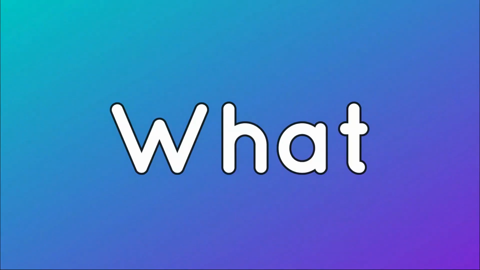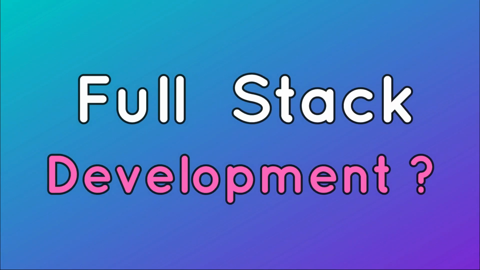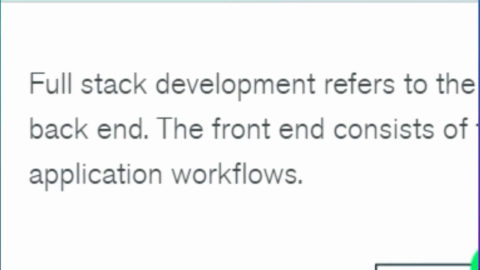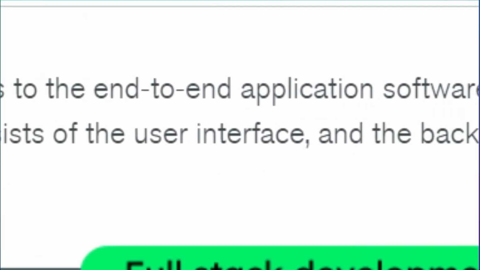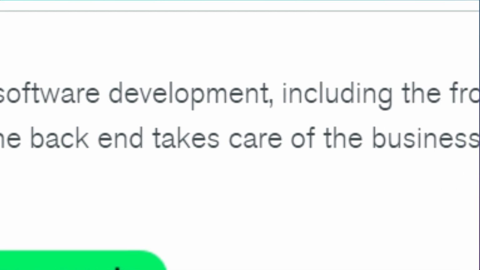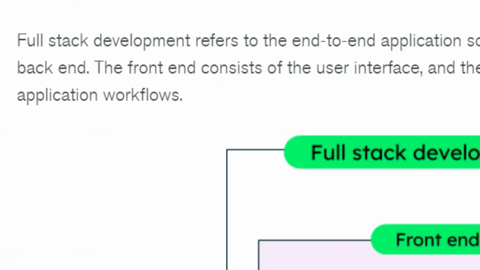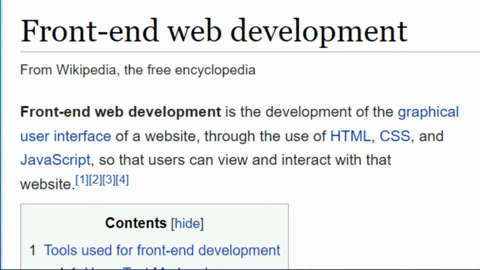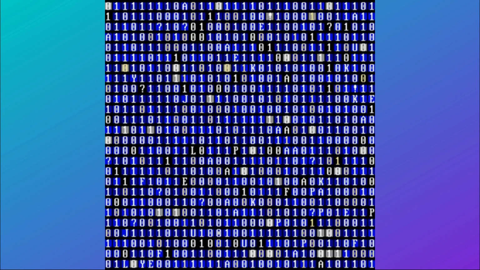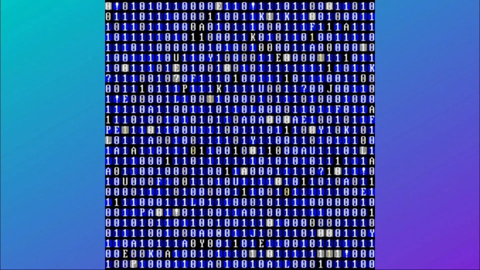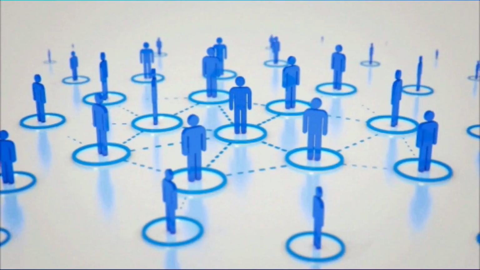Firstly, let's talk about what is full stack web development. According to MongoDB, full stack development refers to the end-to-end application software development, including the front-end and back-end. Front-end is what you see on this site. You can call this the graphical user interface of a website. Backend is something which you don't see on the site, but it's happening in the background. It is the core business logic of a site.